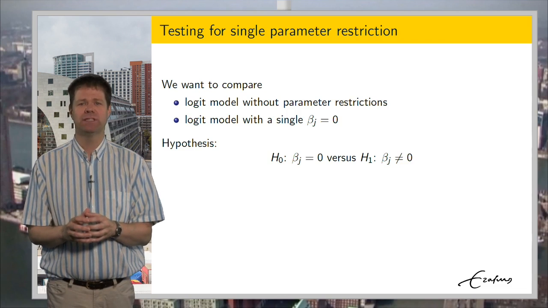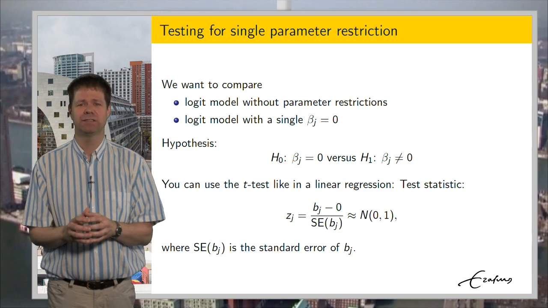The above properties can be used to select the appropriate explanatory variables to include in the logit model. For a single parameter restriction, you can follow a similar approach as in the linear regression case. You can construct the familiar t-statistic to test for the significance of a single parameter beta j. This t-test statistic is approximately normally distributed, and you reject the null hypothesis when its value is larger than the critical value.